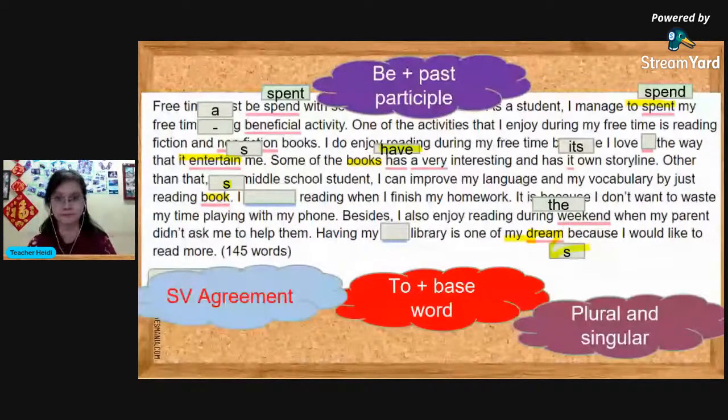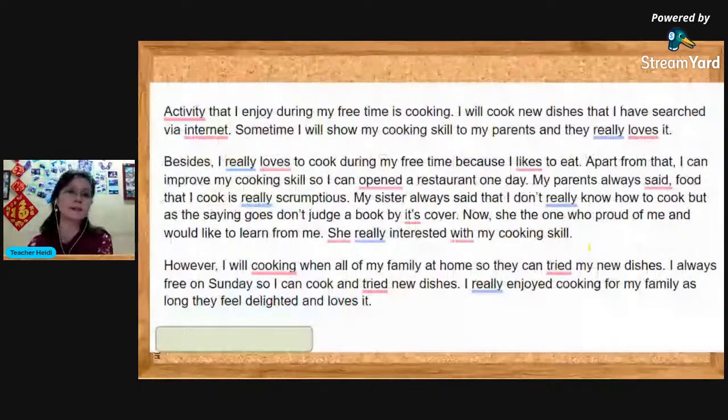Okay, let's move on to the next one. This will be the last one that teacher would like to share with you. Activity that I enjoy during my free time is cooking. I will cook new dishes that I have searched via internet. So sometimes I will show my cooking skill to my parents and they really loved it. Okay, so what's the mistake? Activity that I enjoy, via the internet, they really loves it.